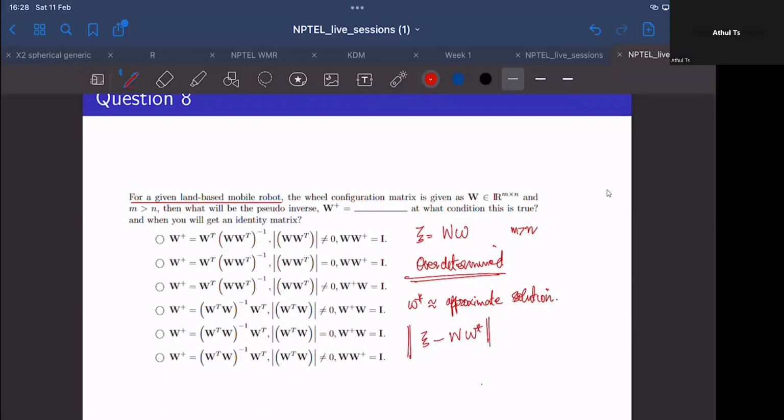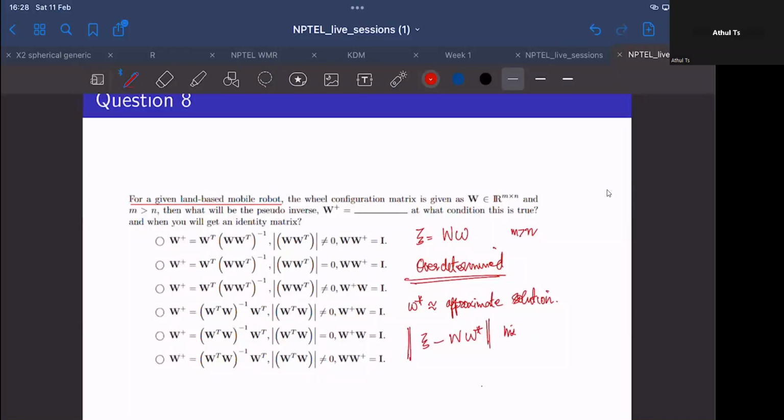So the distance, or the norm, or the least square error between the zeta vector and W times omega would be minimal. And whatever we find as omega star is not an exact solution. It is only an approximate solution where the least square error is minimal.